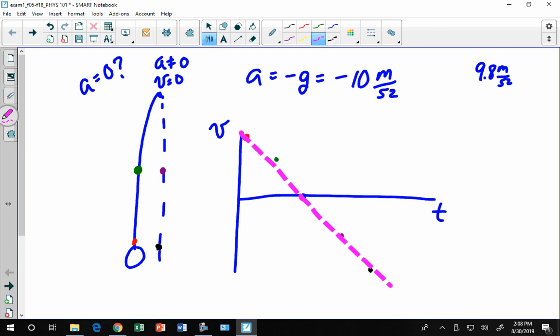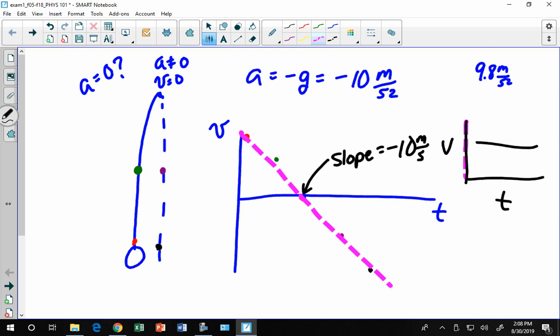But remember, when we were drawing plots of graphs, if I had a v versus t graph, the only way to have 0 acceleration on this graph is to have a 0 slope. But notice right here that the slope is not 0. In fact, the slope has a very particular value at that point. What is that value? It's the acceleration. And what's the acceleration? Negative 10. Right, so it's negative 10 meters per second squared. So the slope is not 0 at that point, so the acceleration isn't 0.